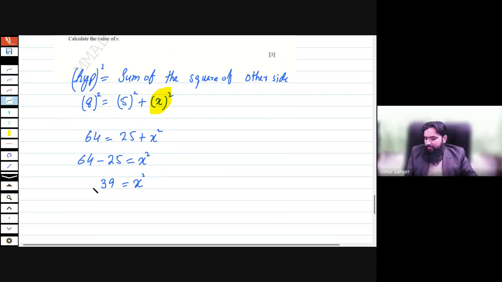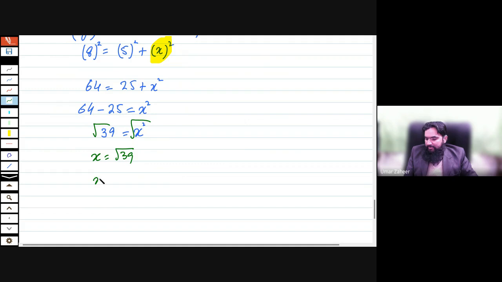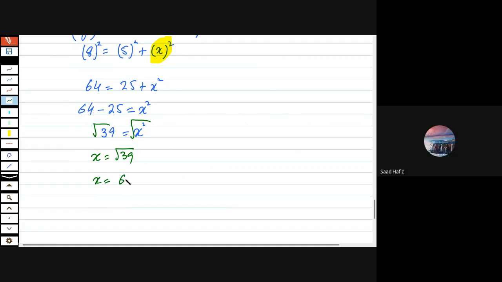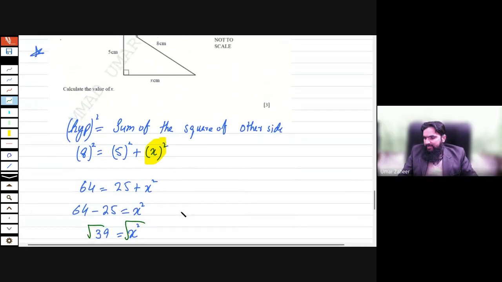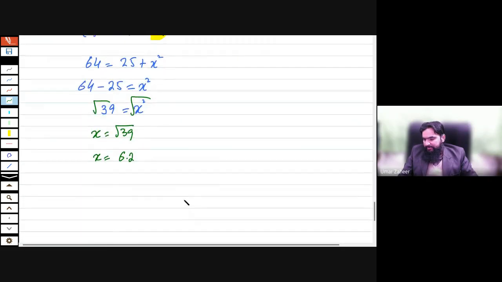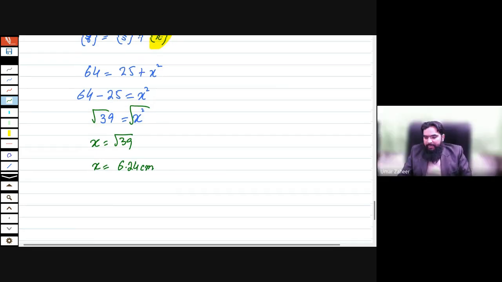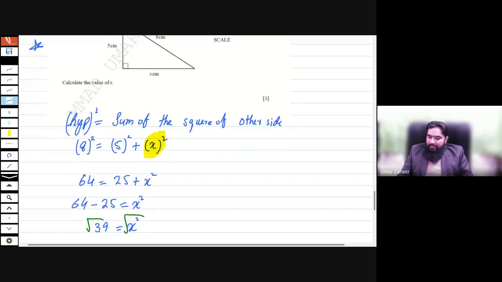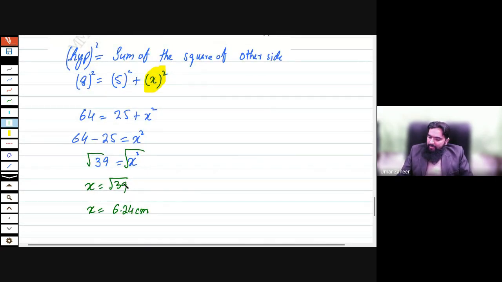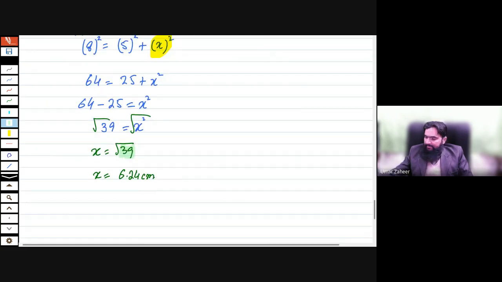Now I am going to take the square root of both sides to remove the square. So x is equal to the square root of 39. If it is a calculator paper, you have to find the value in decimal form. It is 6.24 centimeters. You must write the answer to 2 or 3 decimal places. The examiner allows you the calculator when you get a non-square number inside a square root or a non-cube number inside a cube root like this.